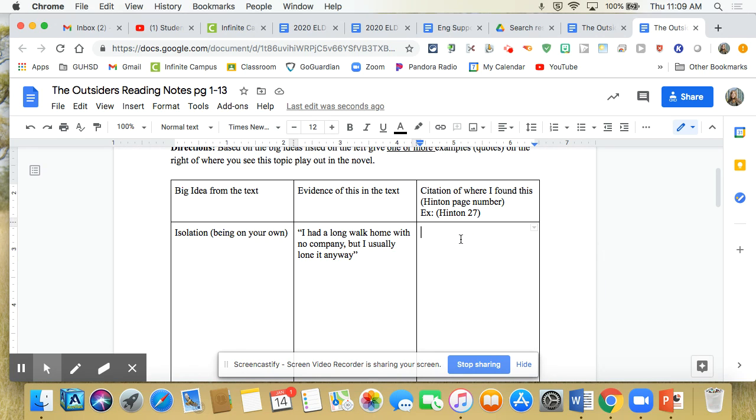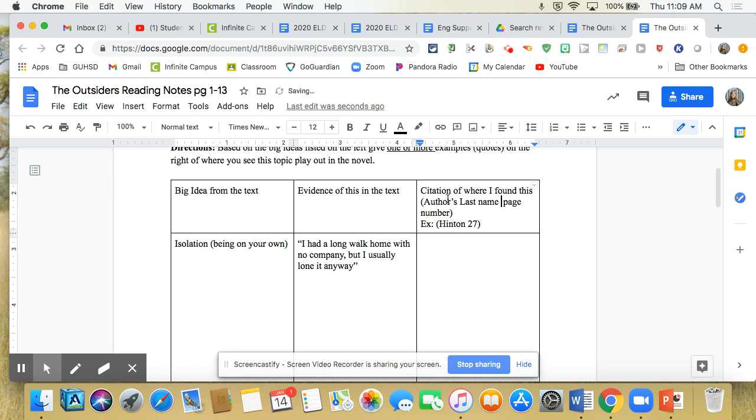Now I need to put the citation. A citation is where I tell my reader what book it came from and what page this quote is found on. So our citation always looks like the author's last name and the page number, but we don't put a number symbol. Our author is S.E. Hinton. So we are always going to put Hinton and then the page number. This comes from page 3. Then I'm going to close the parentheses. Now, please remember you are not copying my answer. You're going to find your own answer, but I wanted you to see how to fill this in.